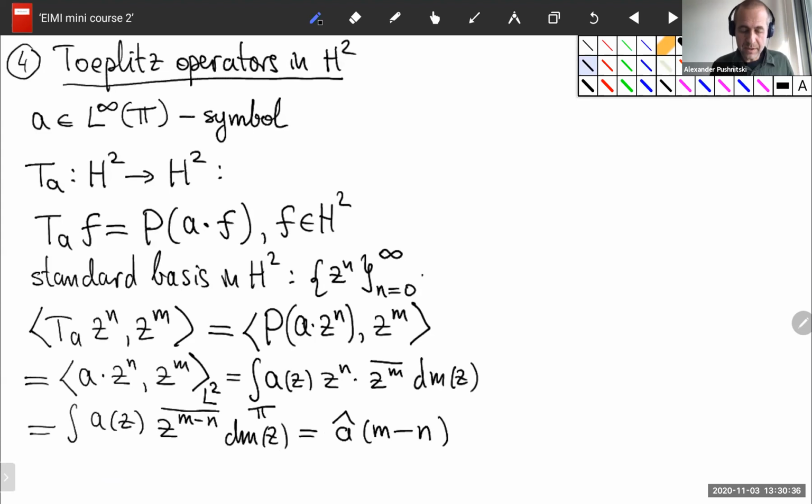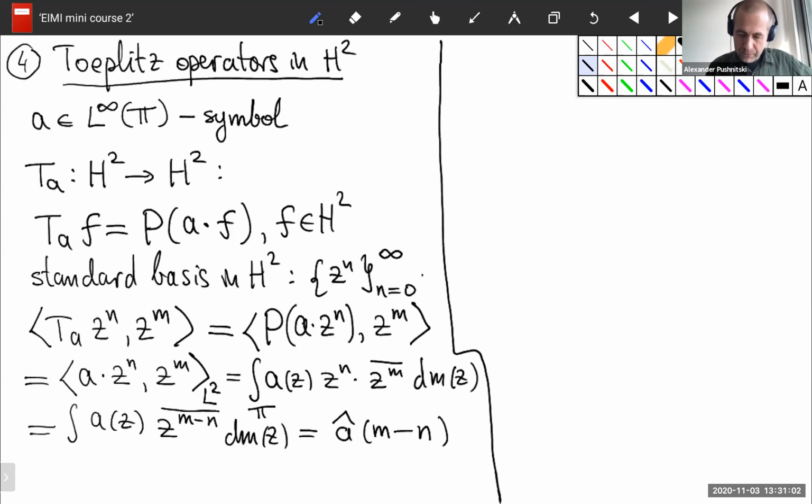So this is exactly the Toeplitz matrix, the matrix that in the very first slide today I called the Toeplitz matrix. So we see that if we define the Toeplitz operator in this way, in the standard basis, it will have a Toeplitz matrix. So we are really talking about just two different representations of the same object.